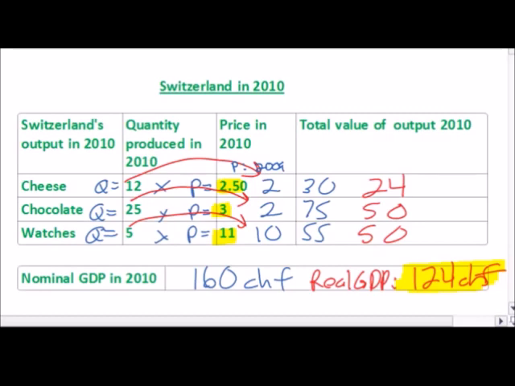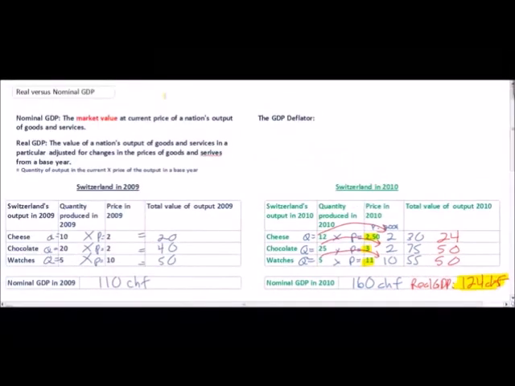The reason, of course, is that between 2009 and 2010, prices rose in Switzerland, which inflated Switzerland's GDP figure. Whereas in 2009, Switzerland's nominal GDP was only 110 francs, in 2010, it grew dramatically to 160 francs. But the source of this growth in nominal GDP was not as much an increase in the actual output, which is determined by the quantity produced in 2010, as it was by increases in the price level, which was illustrated by the higher prices for all three goods experienced in 2010.